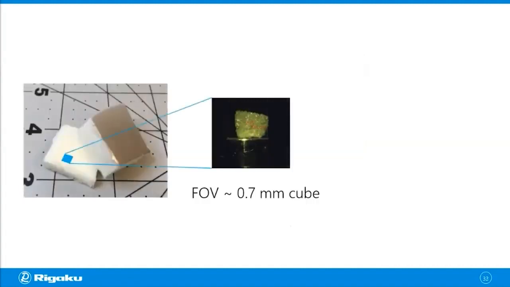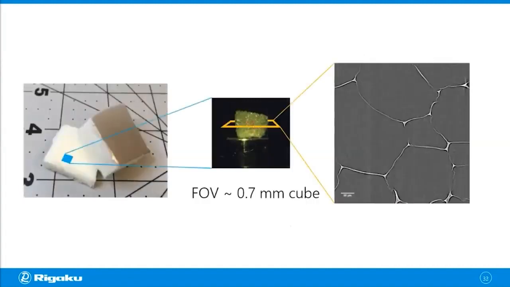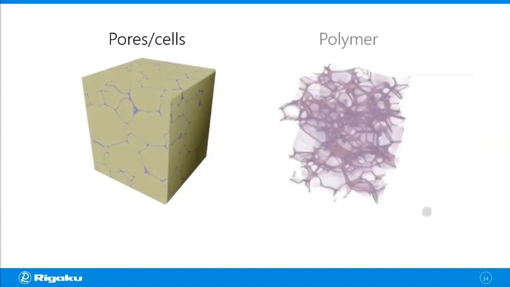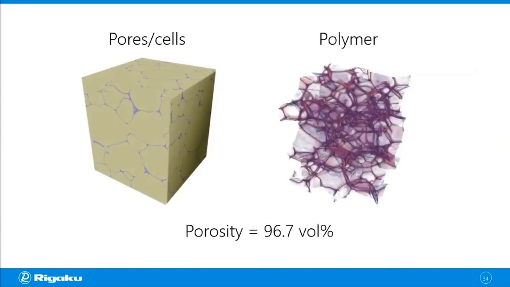You can take a small piece out of it and do a CT scan. And if the resolution is high enough, you will see very, very thin polymer walls clearly. Then you can do the image segmentation for pores or cells and the polymer part and calculate the porosity. And it came out as 96.7% for the sample. So this is all good.